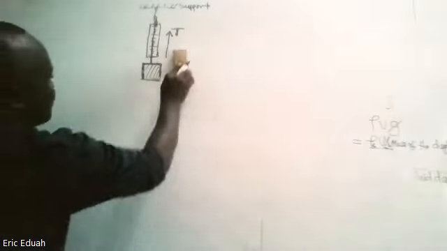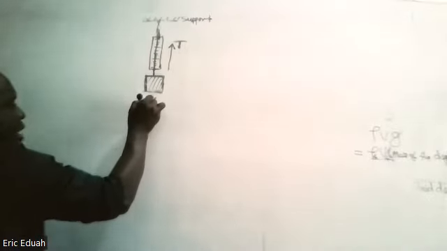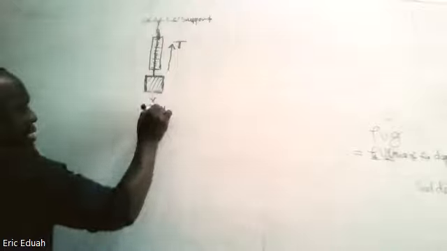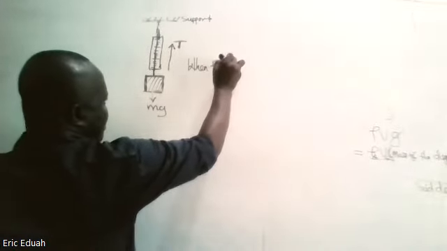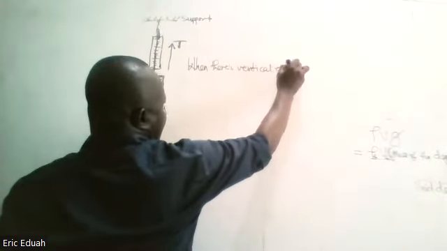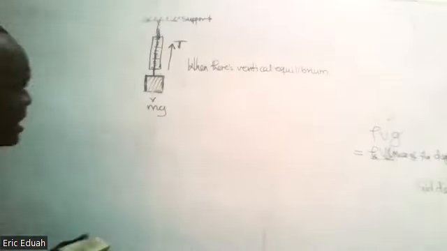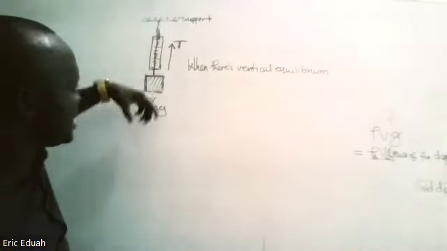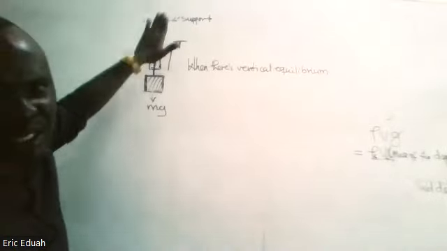So this is what I'm saying. The mass is suspended on a spring. The mass exerts a weight given by its mass times gravity. Now, when there is vertical equilibrium, what do I mean? I mean that there is no motion along the vertical plane. The weight of the object is balanced by the tension within the spring.